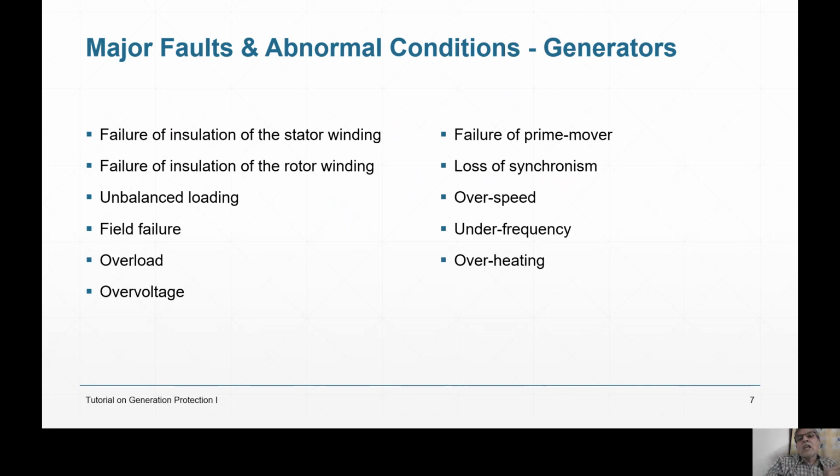Failure of prime mover. Prime mover fails. The prime mover does not run the generator. Loss of synchronism. The load angles of all the generators working in the system are different. It is asynchronous working of all the generators. So loss of synchronism affects the whole power system, not only a generator. But here we will talk of the generator only.